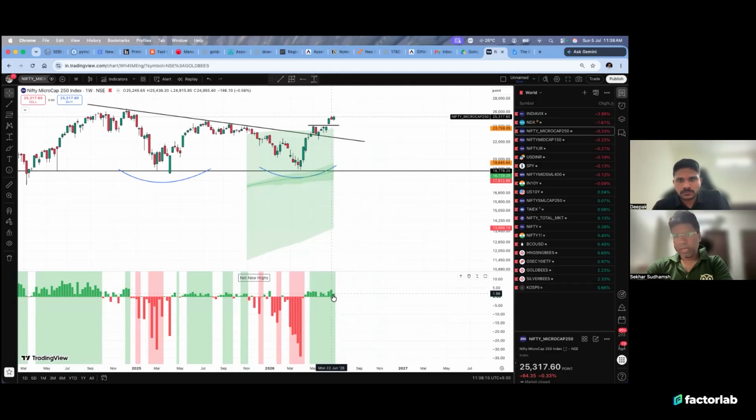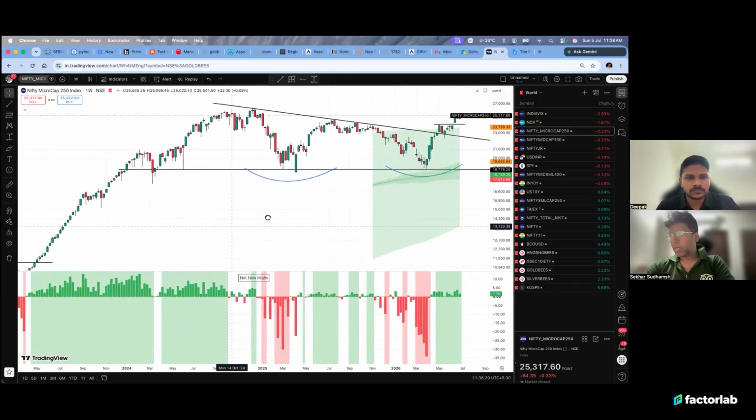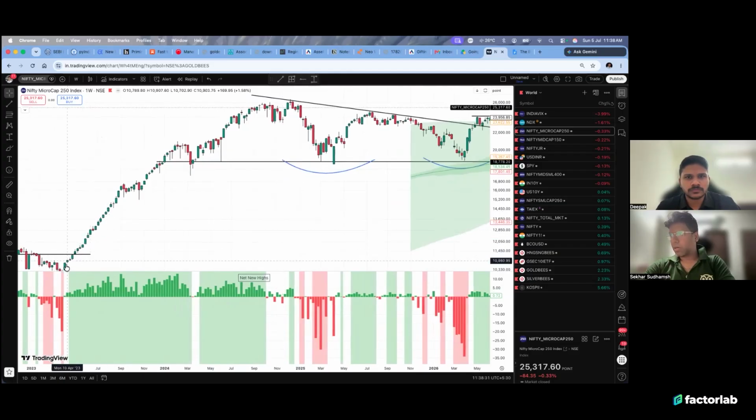So if it is green, it means that there are new highs that are being made in the stocks. If it is red, it means there are more stocks which are hitting lows. So a good patch of green is usually an indication of a bull market. You can just take a look at this previous 2023 to 2025, right? There's a completely green zone where all the stocks were hitting continuously new highs.